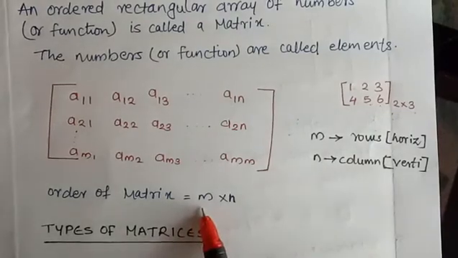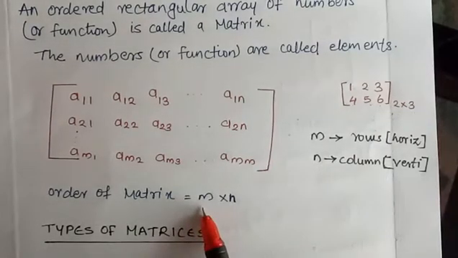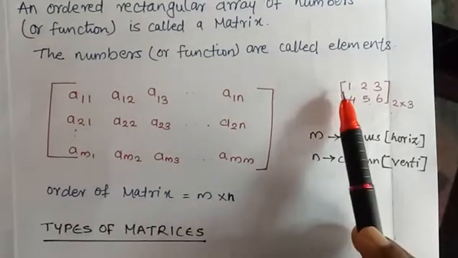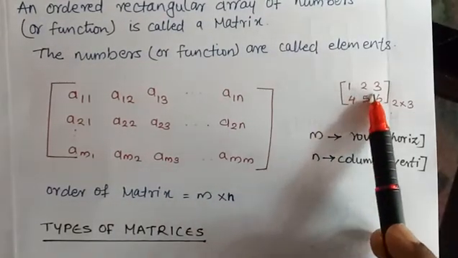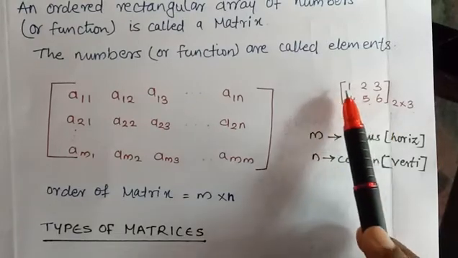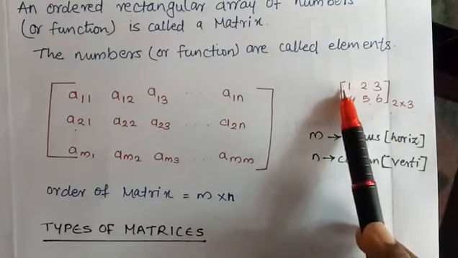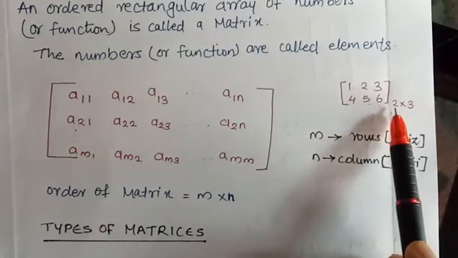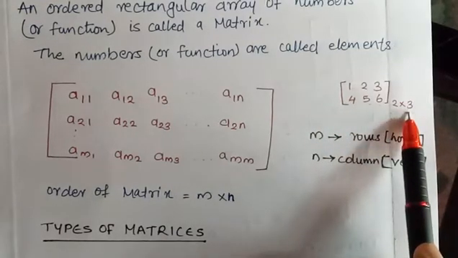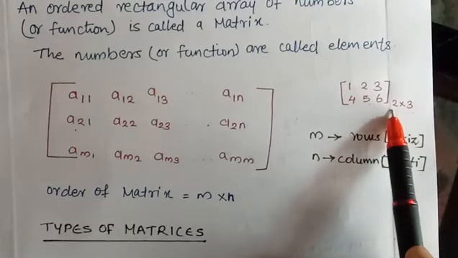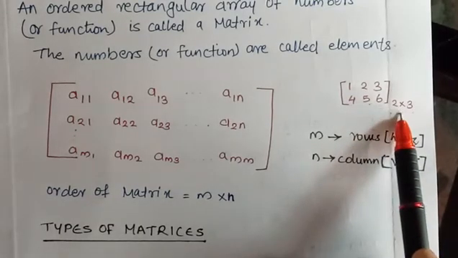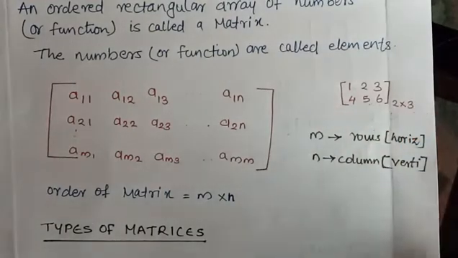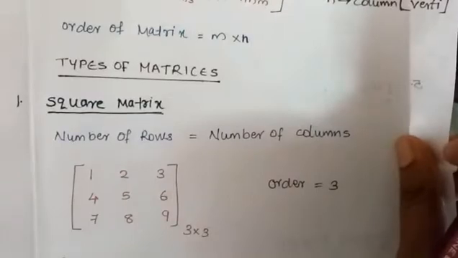When we write the order, we first mention the number of rows, then the number of columns. Consider another example 1, 2, 3, 4, 5, 6. So these numbers are arranged as a matrix and the order of the matrix is 2 by 3. And in this case 2 is the number of rows and 3 is the number of columns. I hope you understand.